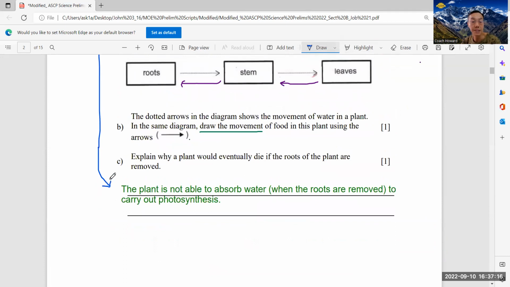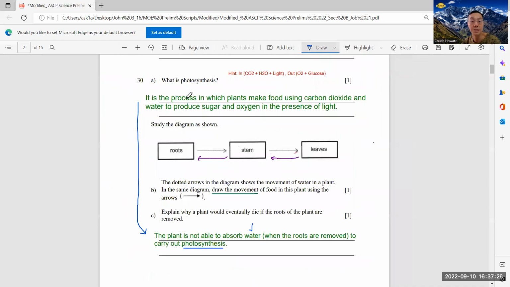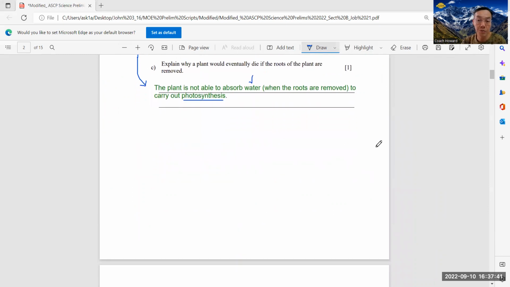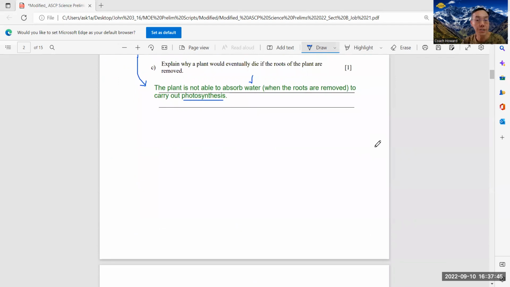The examiner is actually testing the candidates that during photosynthesis, water is needed, which is mentioned here. Okay, so you take note of this. So this question 30, part A actually helps you to answer part C. Okay, so take note, this question is from this year 2022 ACS Anglo-Chinese School paper prelim. Okay, so this is question 30.